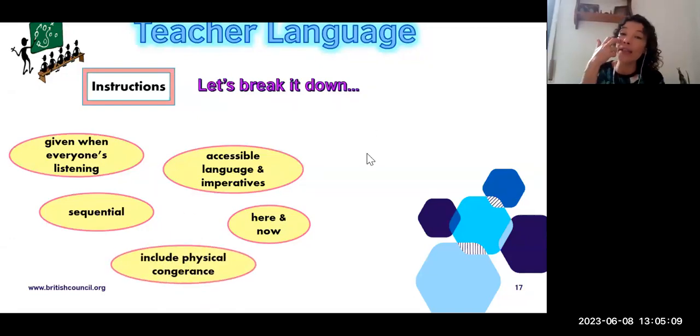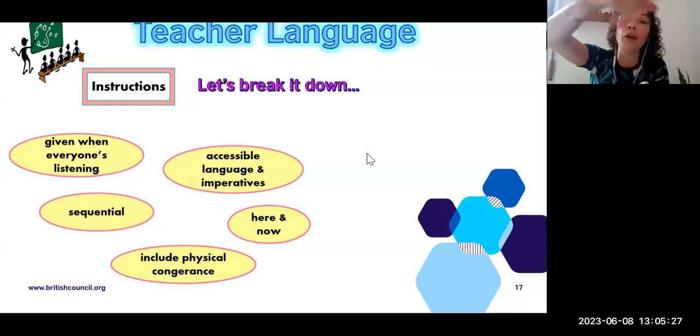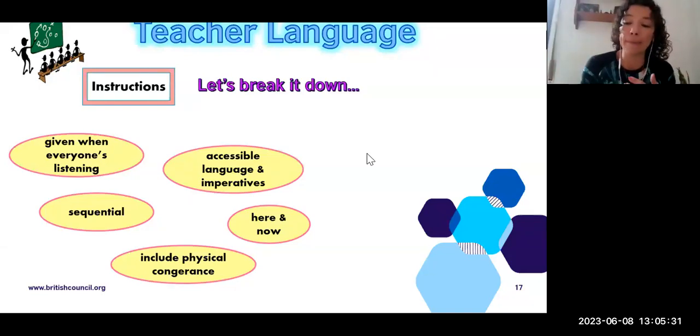And then the other thing which is important is that it needs to include physical congruence. Now, you said it as well, which is absolutely the same. So include body language as well. Back up what you're saying with your body. Choose 3. Or if you want them to work in pairs, work in a group together. So really use your body to back up what you're saying.